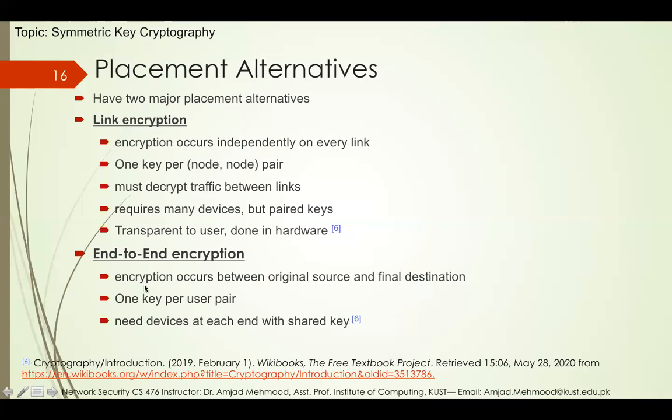End-to-end encryption: encryption occurs between the original source and the final destination. For example, if the sender wants to say anything to the receiver, encryption is done only by the sender, and on the recipient side decryption is performed by the receiver. In between, across the network, no decryption is performed. It uses one key per user pair, and needs devices at the ends with a shared key.